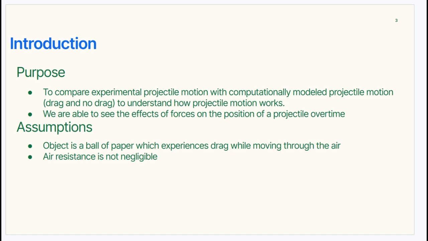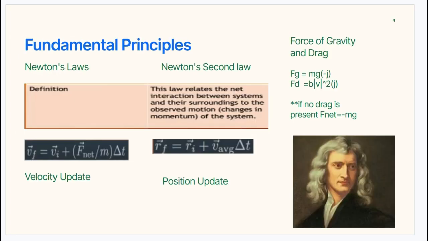So the purpose was to compare experimental projectile motion with computational models, drag and no drag, to understand how projectile motion works. We're able to see the effects of forces on the position of a projectile over time, like air resistance and gravity. The object was a ball of paper, which experiences drag while moving through the air. Air resistance is not negligible, and there are two separate computational models, one with drag and one without.